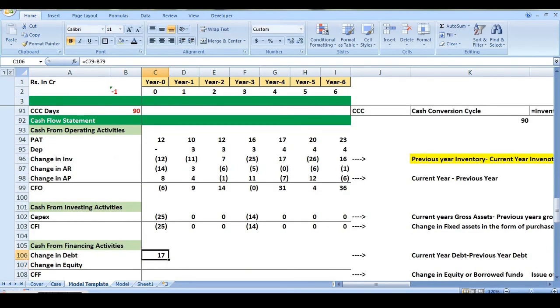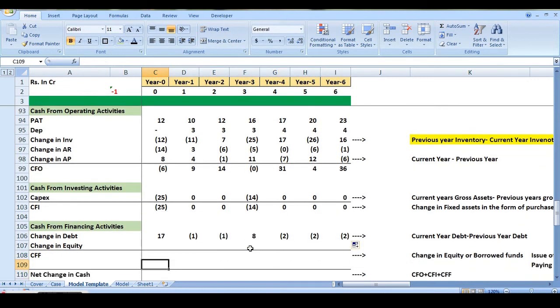Though it is 0, it will give the appropriate answer, and in the rest of the years when you drag it, you will see negative values being recorded, because in the rest of the years there is an outflow of debt or cash as debt payment. Only in year 3 there is an inflow of a new loan taken.